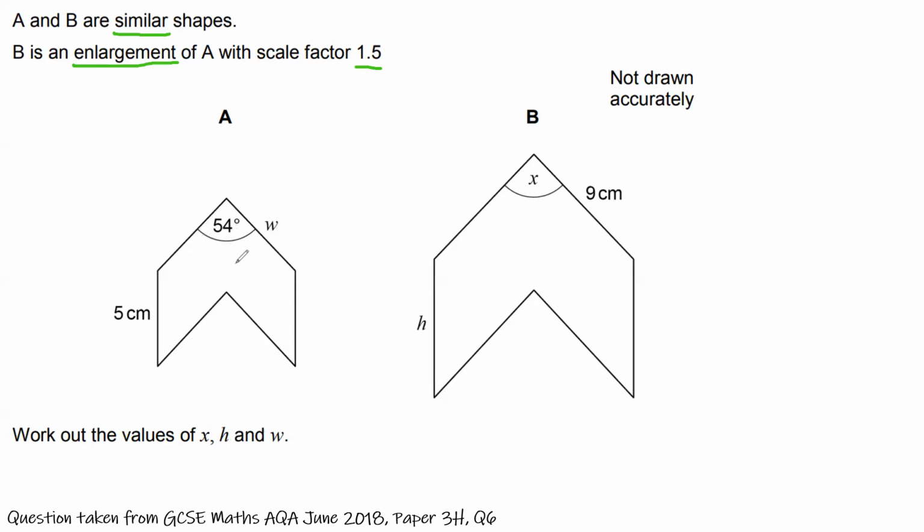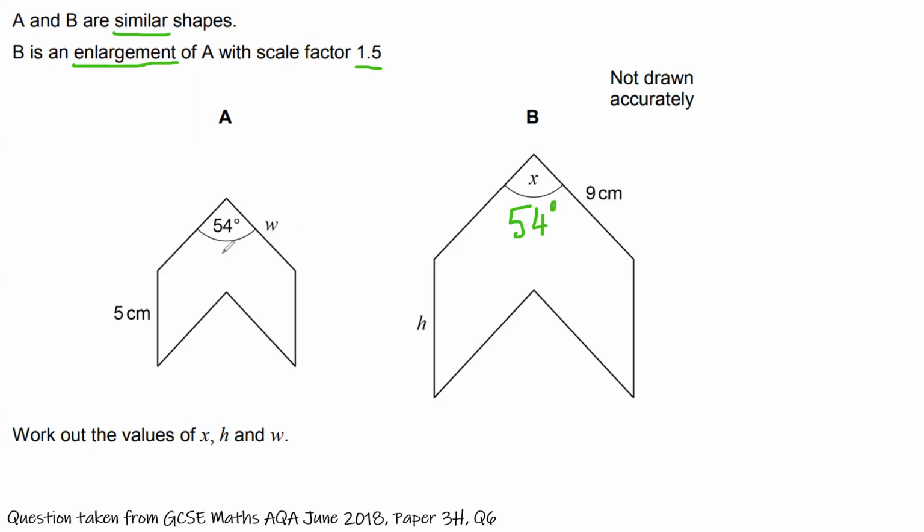The angle is actually probably the simplest in this question because when we have similar shapes, the angles are always the same. I know that it says that it's not drawn accurately, but just by looking at them, you can see that this angle is going to be pretty similar. Just because the side lengths are changing, the actual angles are not changing at all. So the angle X would just be 54 degrees.